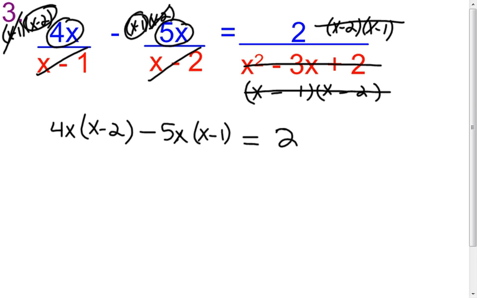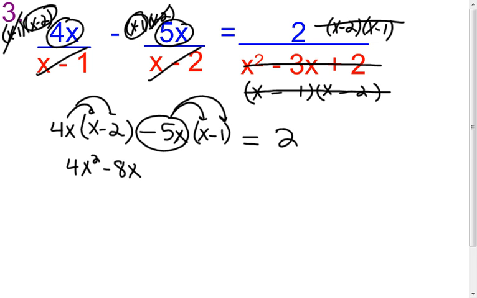Okay, so over here then, if I distribute this through, I will have 4x squared minus 8x. Now, when there's a minus sign, you have to be really careful. This whole thing needs to be distributed through the whole parentheses. So then I have negative 5x squared plus 5x equals 2.